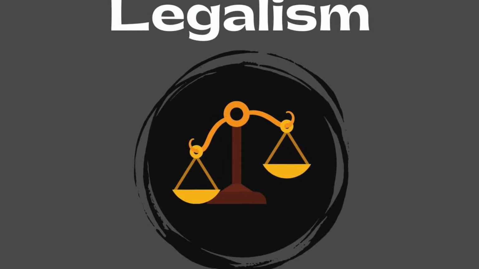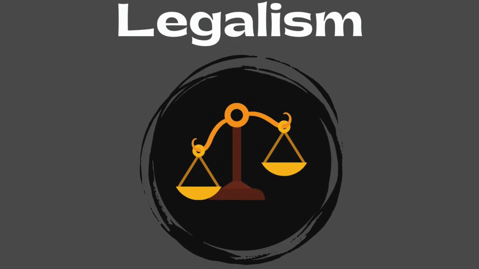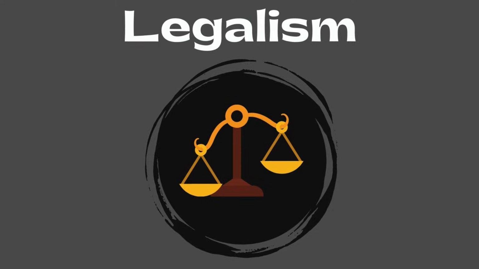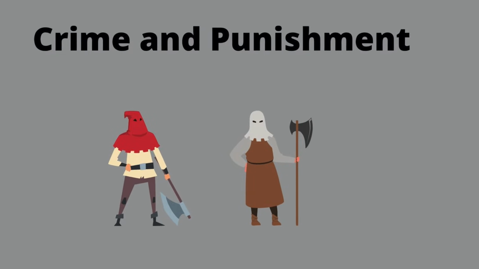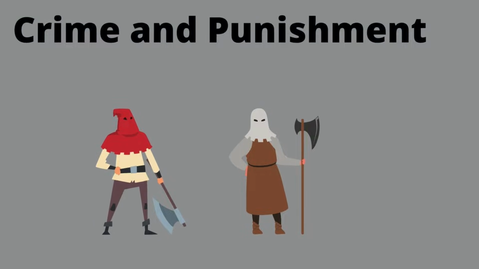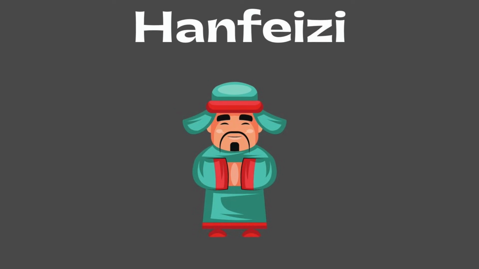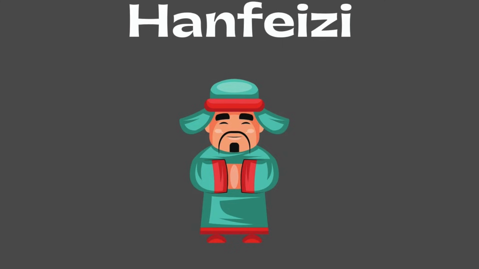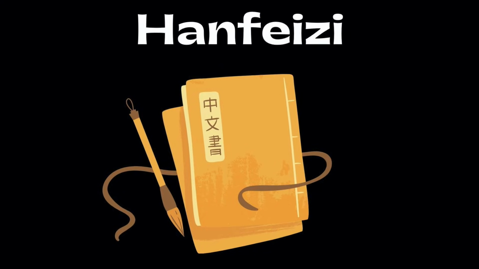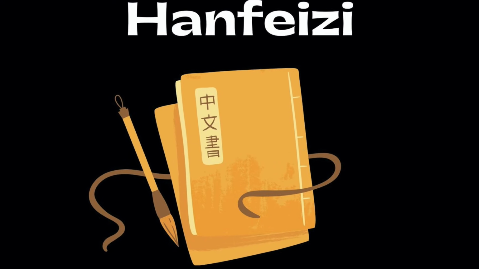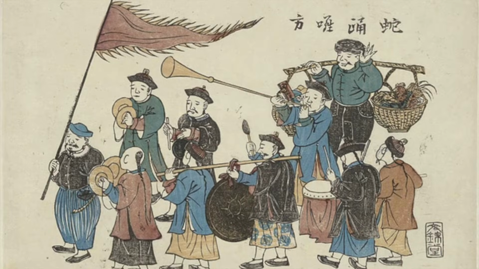The third Chinese philosophy is called legalism. Legalism is a Chinese philosophy that stresses the use of strict laws. Legalism was based on the teachings of Hanfeizi, who lived from 280 to 233 BCE. The book he wrote was named after himself, the Hanfeizi.